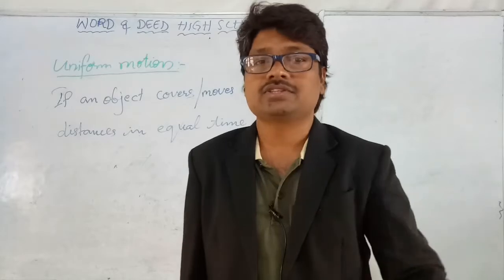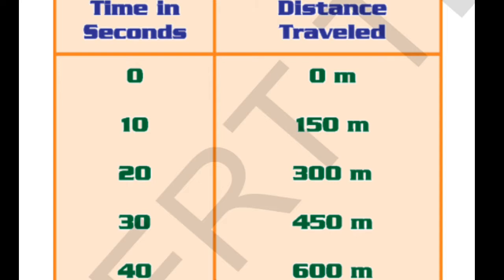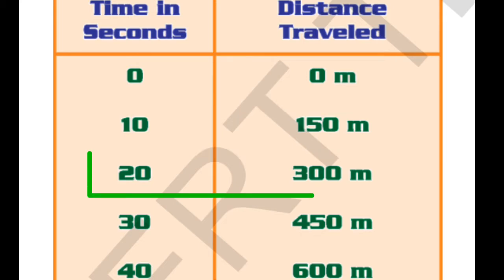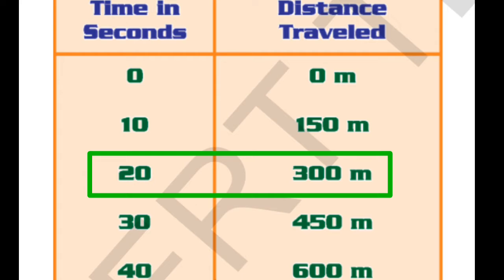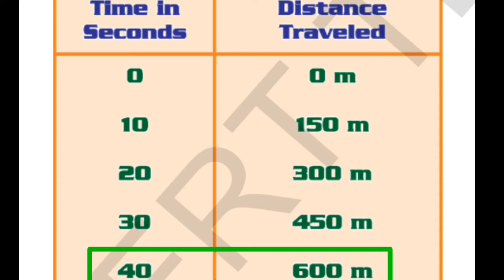There is a table related to uniform motion. The table will be displayed on the screen. You can see the table has two columns. In the first column, time in seconds, and in the second column, distance traveled. At 0 seconds the object is not in motion, so the distance covered is 0 meters. At the 10th second it moved 150 meters, at the 20th second 300 meters, at the 30th second 450 meters, and at the 40th second 600 meters.